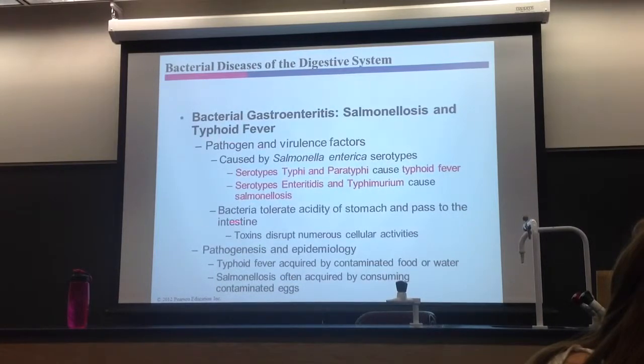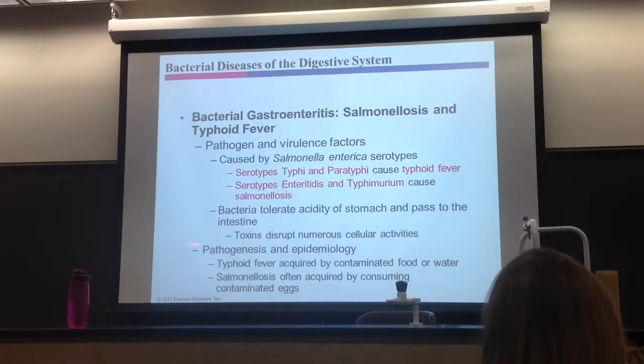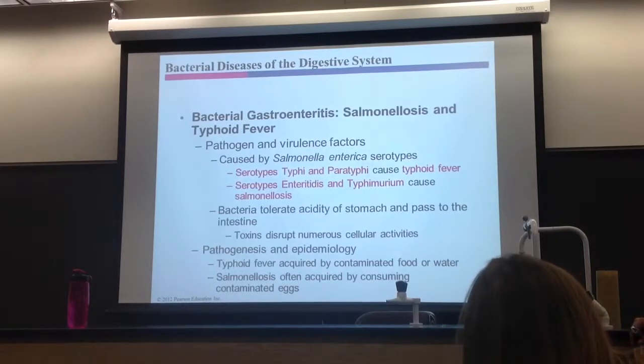Now these bacteria, they can tolerate the stomach and they pass the stomach and get into your intestines. And like everyone else, they have little toxins that mess your system up, okay? So that's standard for everyone right now. But in terms of how do you get it? Now, typhoid fever is from contaminated food or water. Real quick, remember I told you about who? Typhoid Mary, right? I told you about her, right? Mm-hmm. She had typhoid fever, but she was asymptomatic.